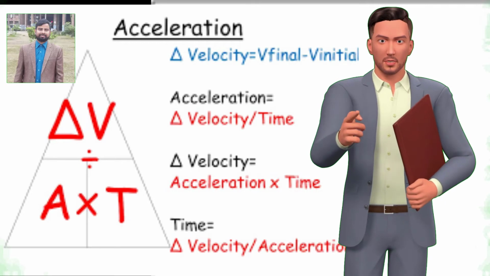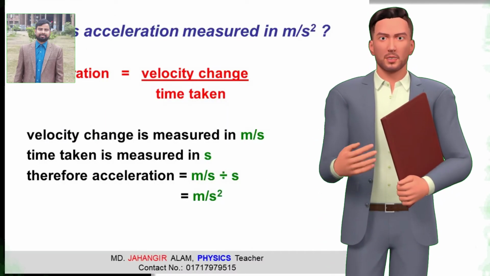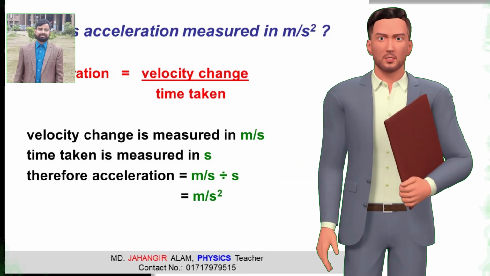The units of acceleration are metres per square second, which means the same thing as metres per second per second. The change in velocity in metres per second, every second.